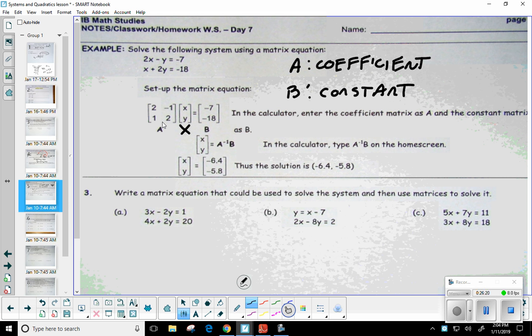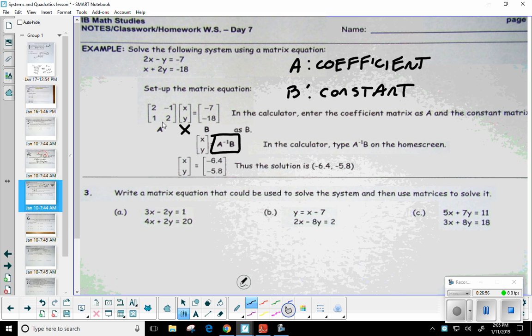Well, what we're going to go ahead and do here, I'm not going to worry about showing you inverses or anything like that, unless anybody wants me to. I don't think it's really necessary. If you're trying to solve a system and you have both the coefficient matrix and the constant matrix, if you plug it into the calculator and type A inverse B, that will immediately give you the variable matrix, which is your solutions.